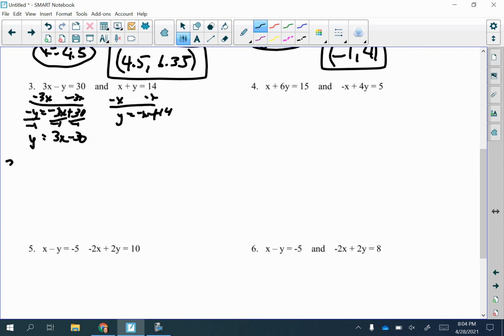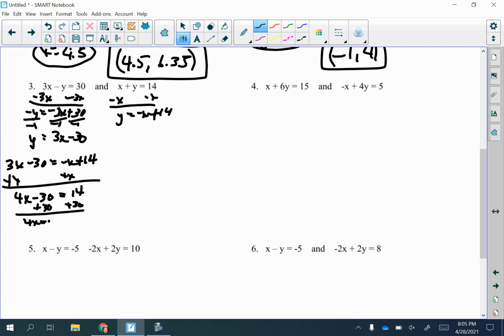So, set them equal to each other. 3x minus 30 equals negative x plus 14. Again, negative 1 is smaller than 3, so we're going to add x to both sides. We showed you that, we move the variables to one side. 4x minus 30 equals 14. And when I add 30 to both sides, 4x equals 44. When I divide by 4, 44 divided by 4 is 11. So there is the first half of our intersection point.